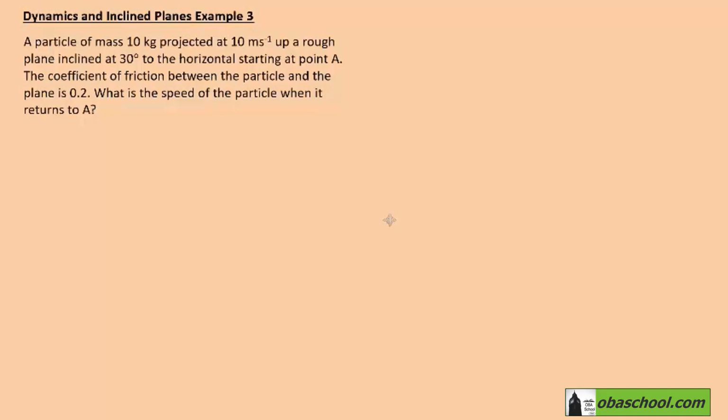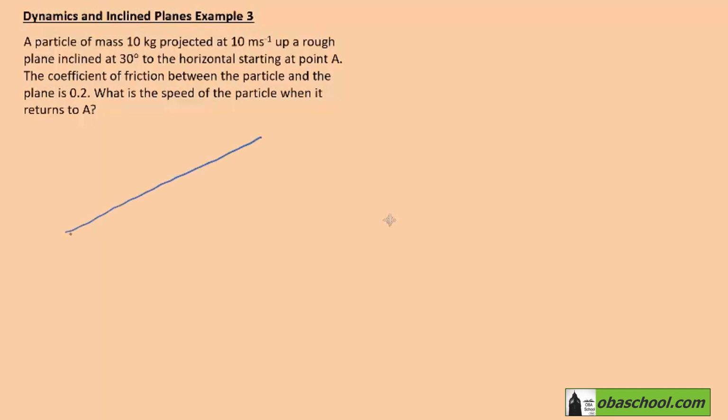A particle of mass 10 kilograms is projected at 10 meters per second up a rough plane inclined at 30 degrees to the horizontal, starting at point A. The coefficient of friction between the particle and the plane is 0.2. What's the speed of the particle when it returns to A?